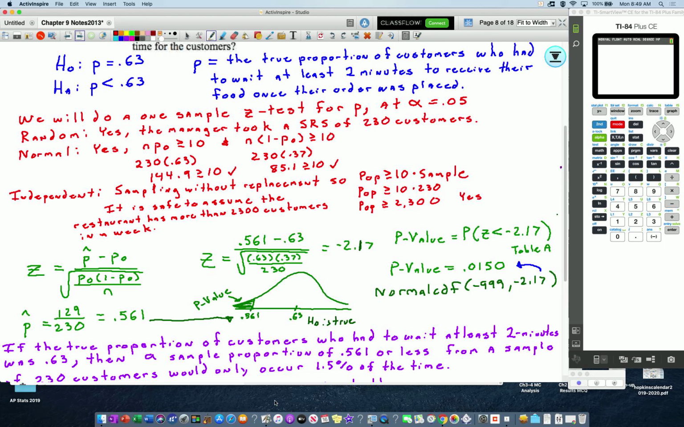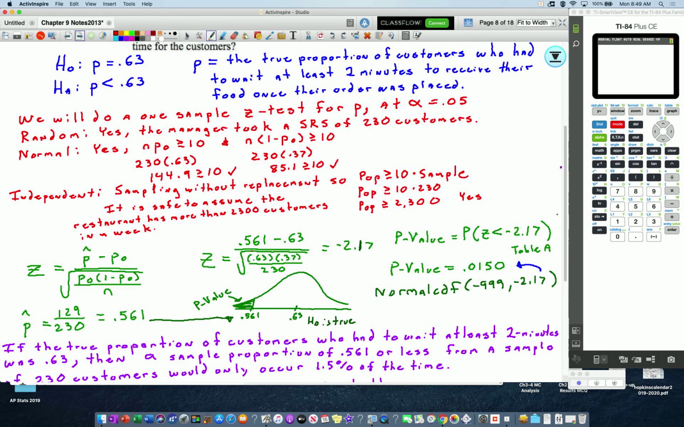All right, so now how do we calculate z? So here's our formula: p-hat minus the p of the null, divided by its standard error, the standard deviation of the null hypothesis. Again, here's p-hat right here. So 129 over 230 equals 0.561. So here's kind of what I'm assuming. That's why I like to draw a curve. I assume the null hypothesis is true, so the true proportion is 0.63. I want to know, what's it like to get a sample of 0.561 or less if this is true? So hence I'm going to calculate out my z-score and my p-value.